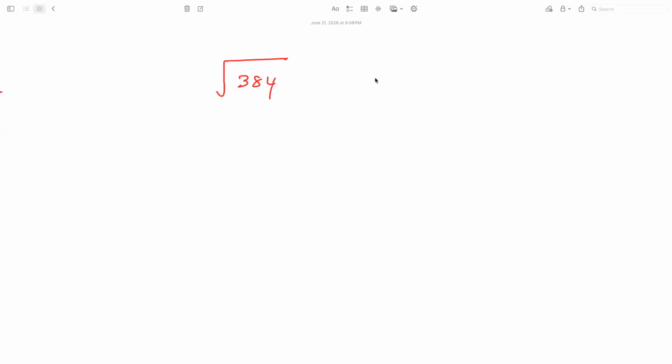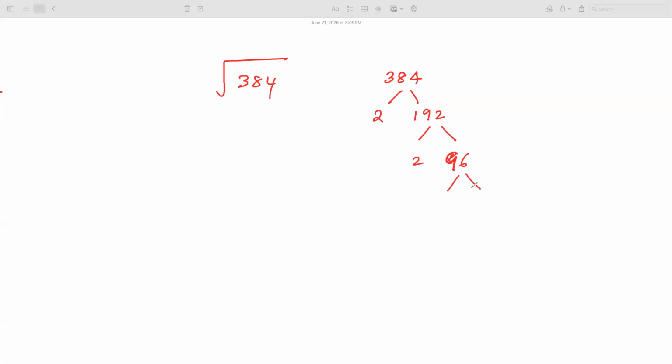Yeah, whatever you've written is correct, but you did not prime factorize it properly. 2 nines are 18, 2 sixes are 12, 2 fours are 8, 2 twos. Keep on doing till you prime factorize. You should not have any composite numbers. You got it?